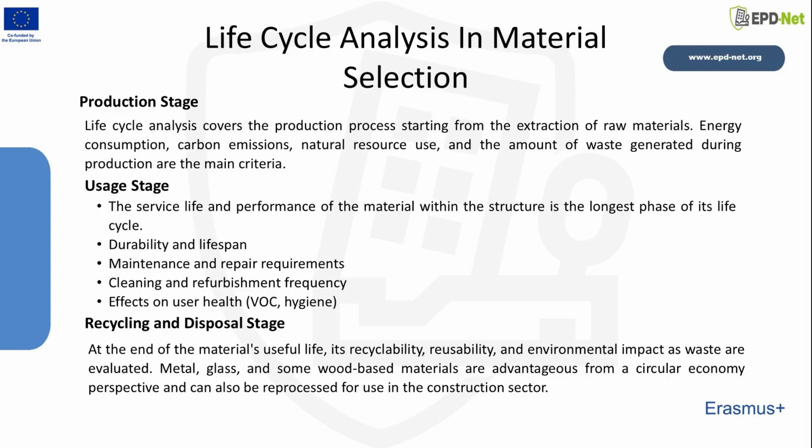At the extraction stage, natural resources are removed from ecosystems. Mining, quarrying, and deforestation can cause habitat destruction and biodiversity loss. These impacts must be accounted for when assessing sustainability. During manufacturing, energy consumption becomes critical. Materials such as cement and steel require high-temperature industrial processes, leading to significant greenhouse gas emissions. Embodied energy refers to the total energy consumed during these processes.